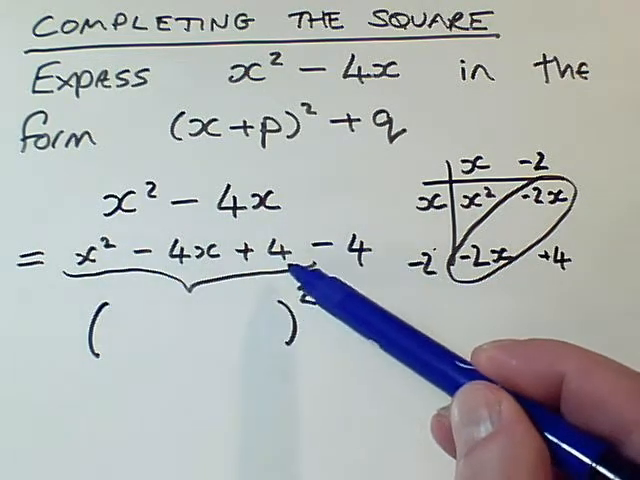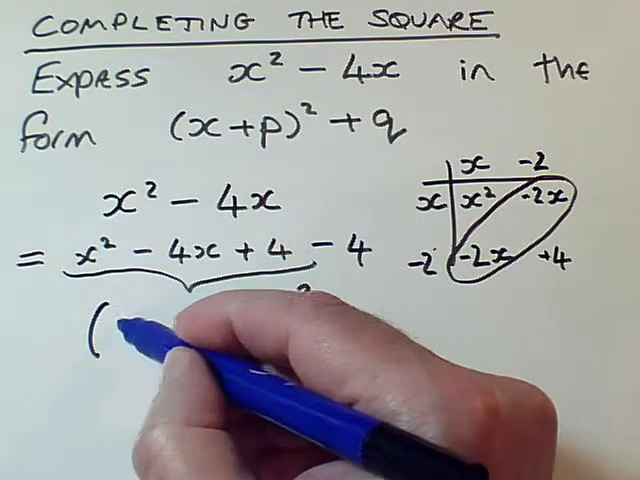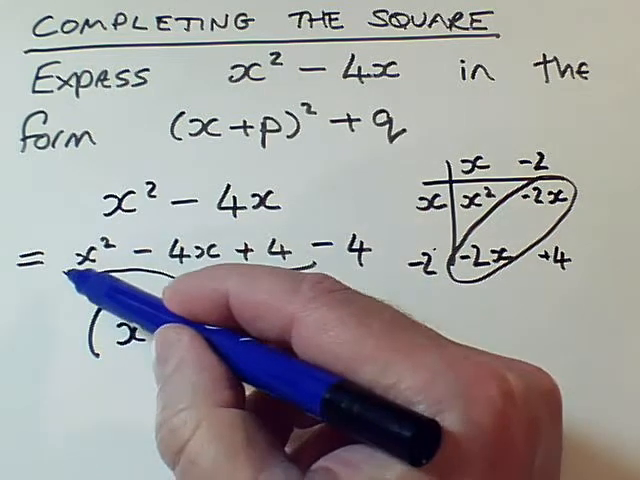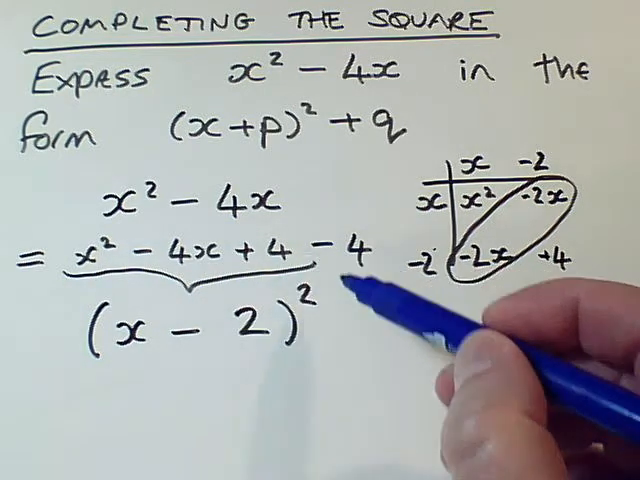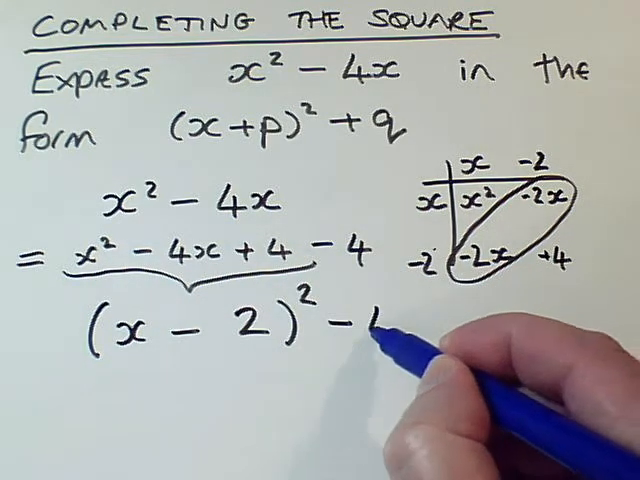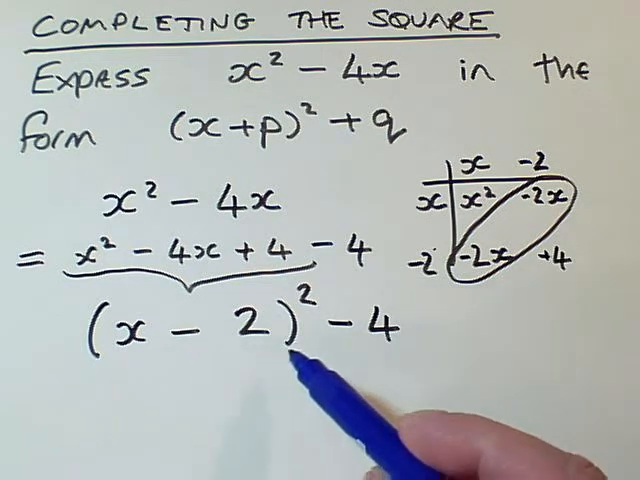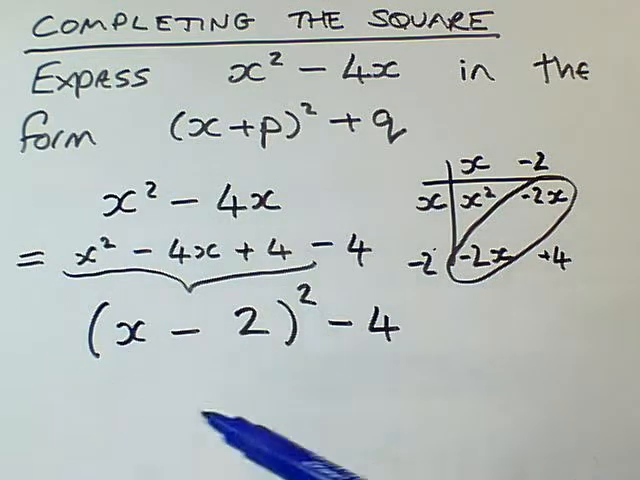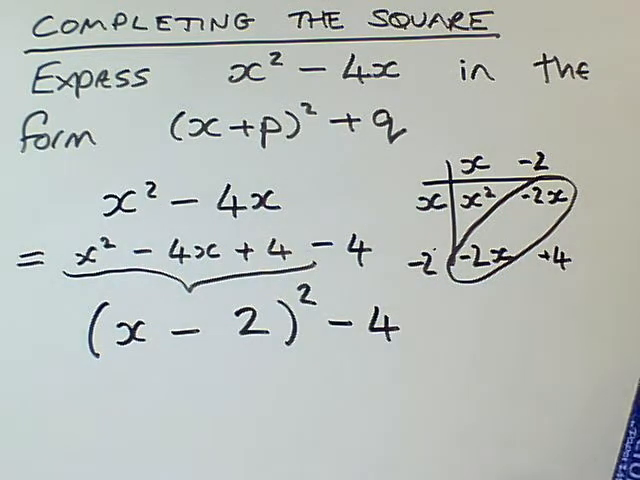But this bit that I've bracketed off, I know from my grid, is equal to x minus 2 in a bracket squared. So that accounts for the bracketed off bit, but I've still got the minus 4 afterwards. So the answer is x minus 2 in a bracket squared minus 4. And I call this the full way of setting it out.